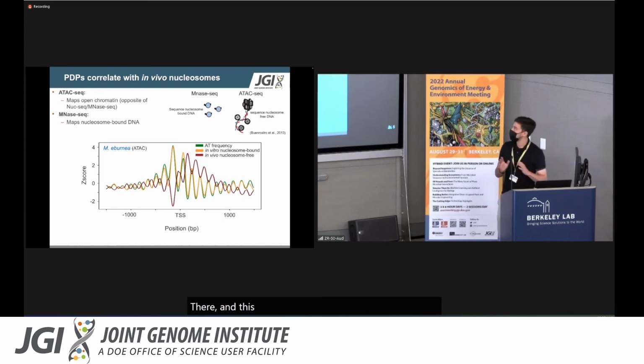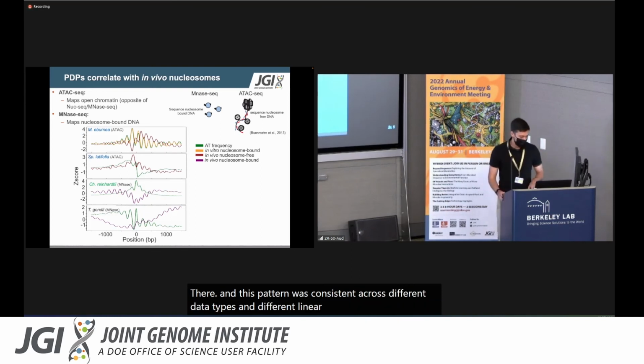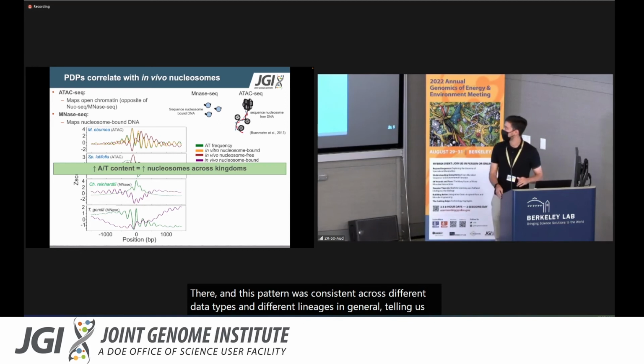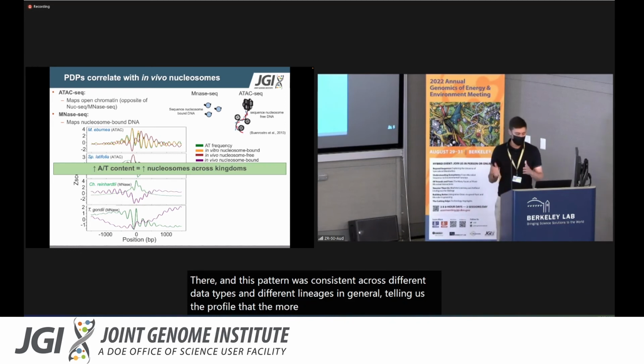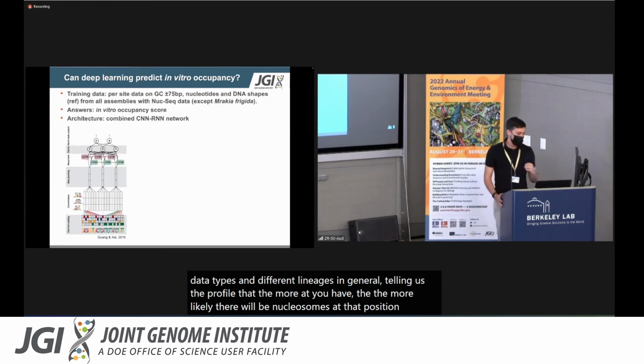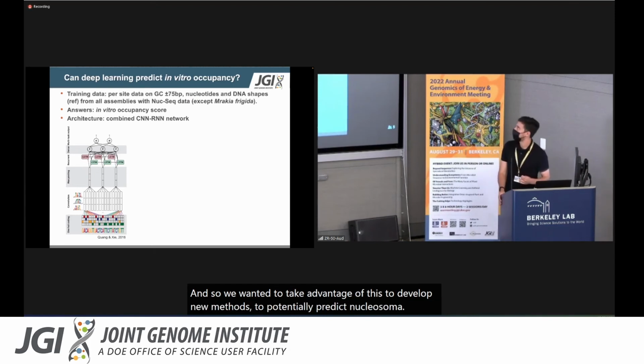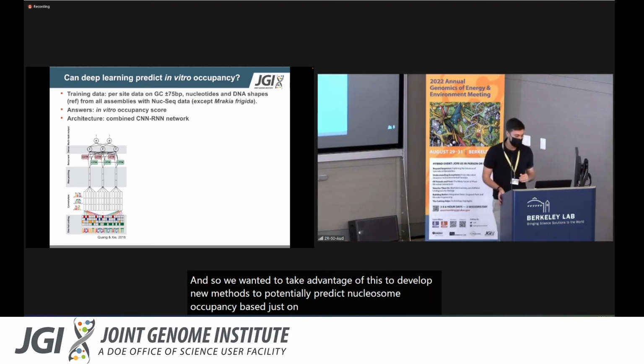And this pattern was consistent across different data types and different lineages. In general, telling us the profile that the more AT you have, the more likely there will be nucleosomes at that position. And so we wanted to take advantage of this to develop new methods to potentially predict nucleosome occupancy based just on DNA alone, because these kinds of experiments are somewhat challenging.